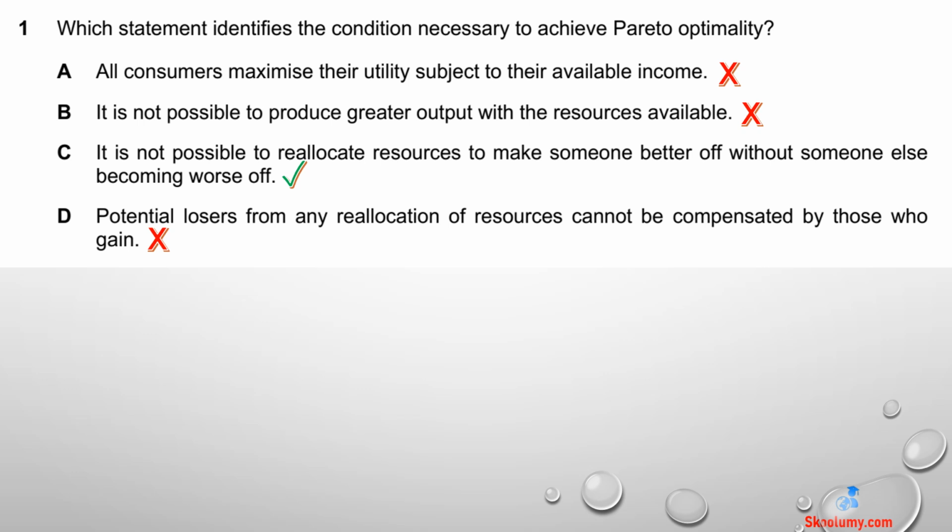It is not possible to reallocate resources to make someone better off without someone else becoming worse off. This is the definition of Pareto optimality. The other options are incorrect.